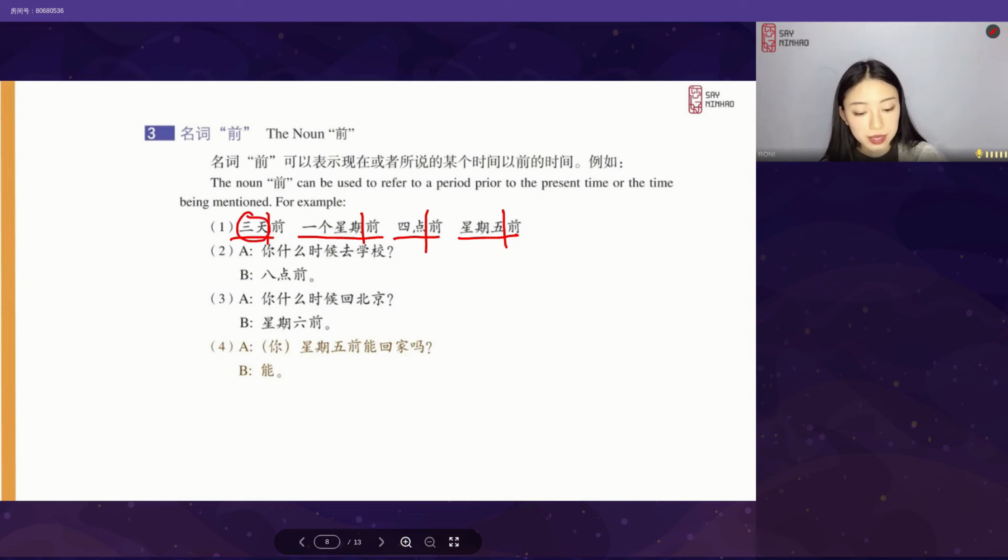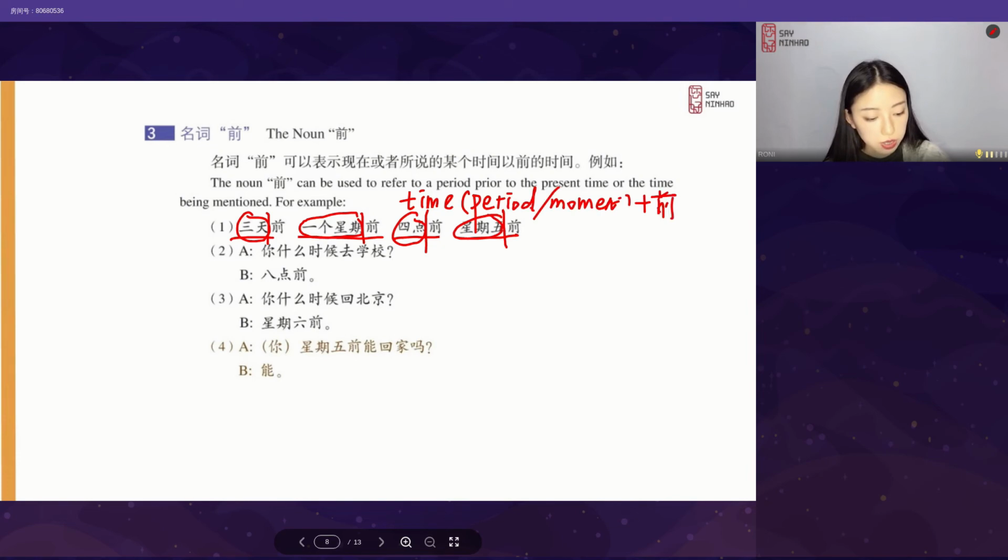For example, 3天 is a period, 3 days. 一个星期, a period, a week. 4点, 4 o'clock, it's a time moment, time point. And 星期五 is still a time point, just 1 day, Friday. So the time period or the moment, plus 前, means this moment, this period before.